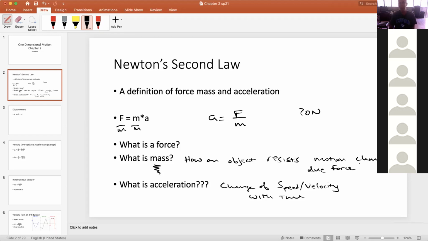And that's all we need. A force is something that changes an object's velocity and acceleration. And mass is how well that object resists its motion changing. And acceleration is just the change of velocity with time. That's what we're going to go over in 1 dimension today. We're going to do a little bit of 2 dimensions, but it all starts there.